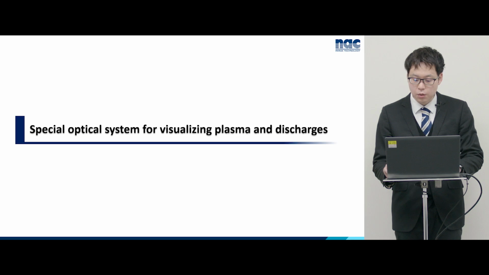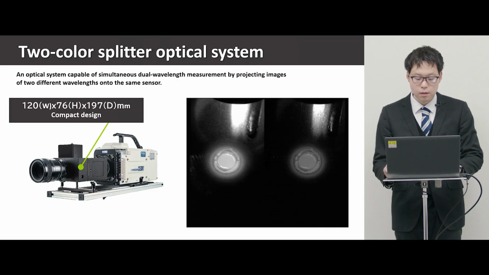In the next section, I will introduce a specialized optical system for visualizing plasma phenomena. First, I will introduce the two-color splitter optical system. It enables simultaneous measurement of two wavelengths by splitting and projecting the image at different wavelengths onto the same sensor. It features a compact design and can be easily connected to any camera type.